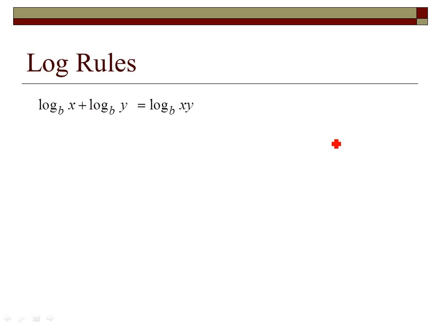You need to be able to go both directions. So if I see log of a product, I could break it into two logs being added together. If I subtracted my exponents, that means it came from a division problem. And the other one, which we use to solve equations, if I have variables raised to a power, I multiply my exponents.